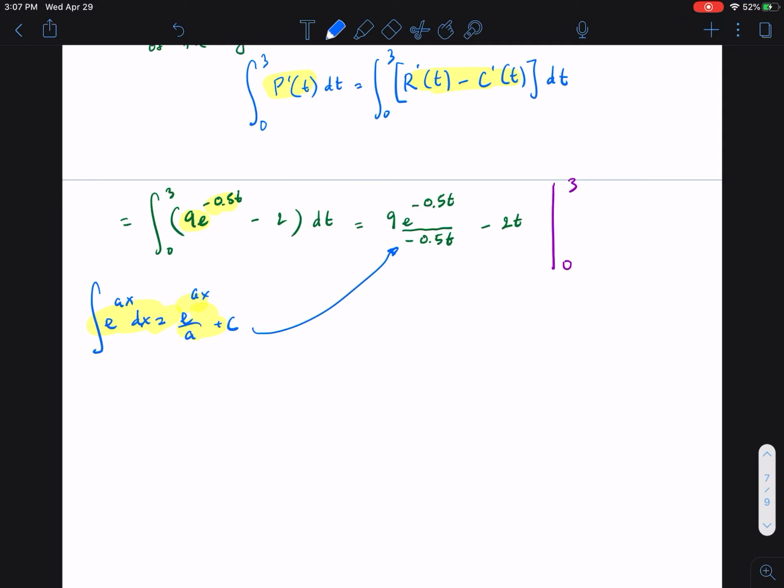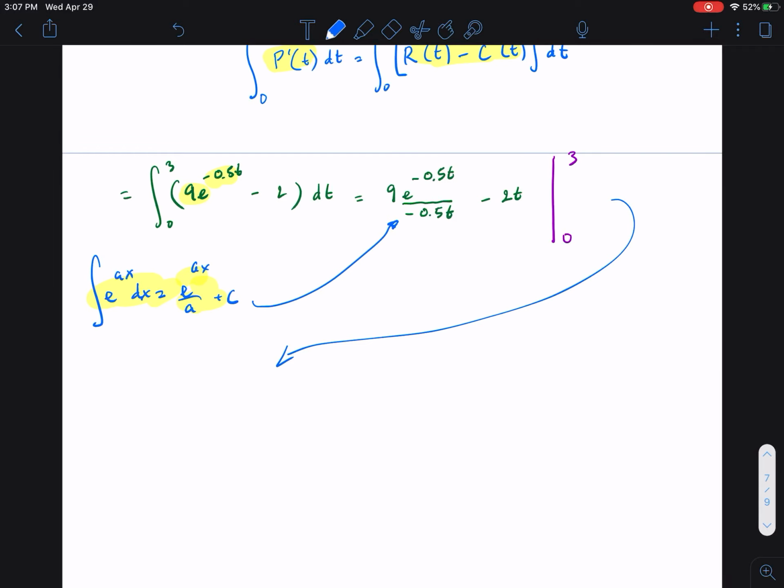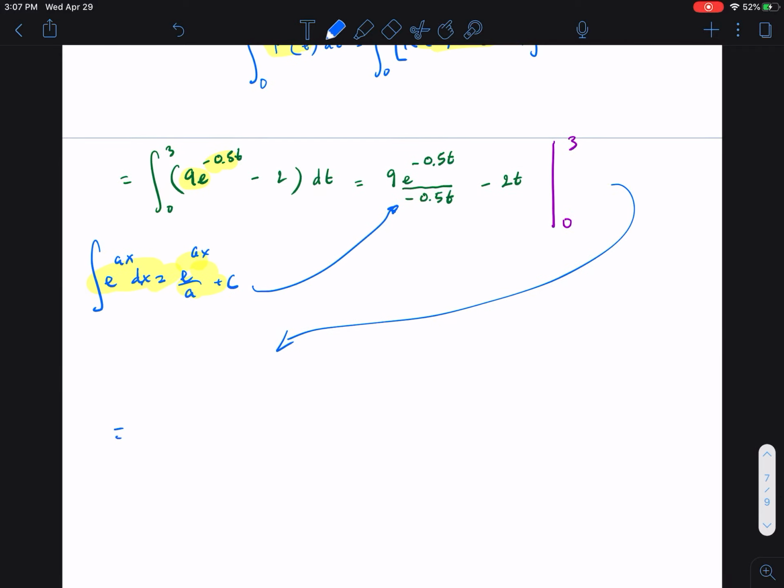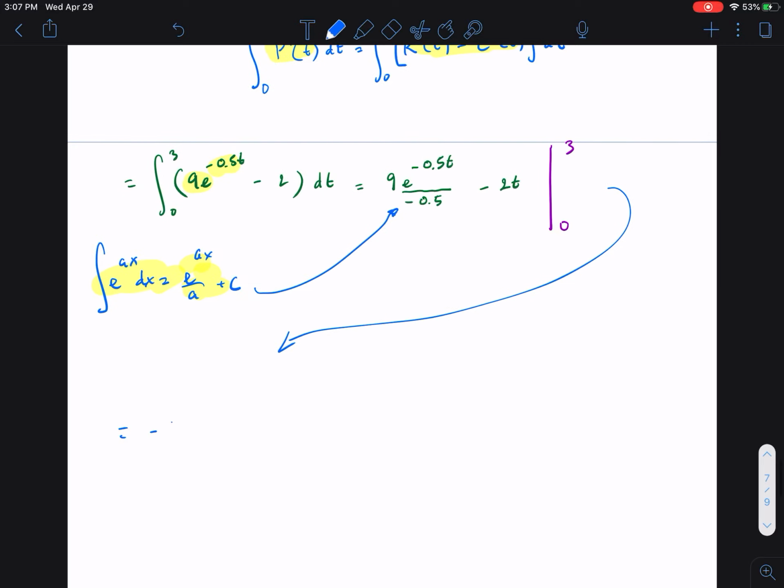So now let's go ahead and evaluate this. Ooh, I think I made a mistake. That should be just the constant 0.5, not t. We're gonna divide 9 by negative 0.5. So 9 divided by negative 0.5 gives us negative 18. So negative 18 e to the negative 0.5 t minus 2t. And then let's evaluate this from 0 to 3.